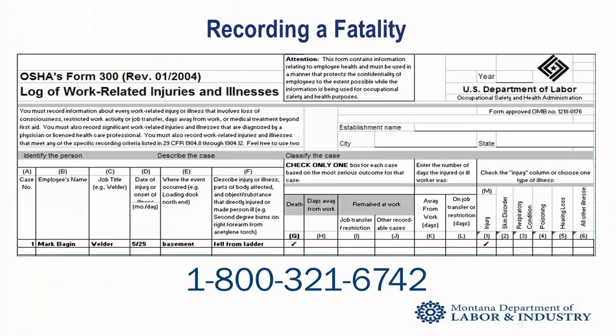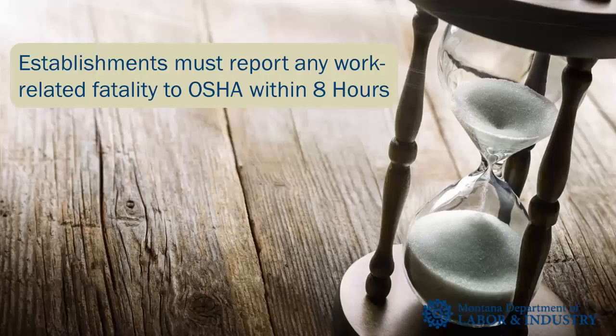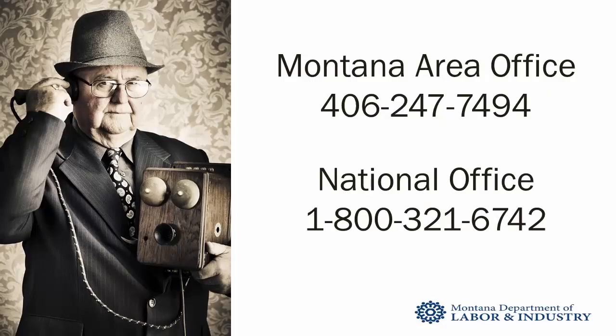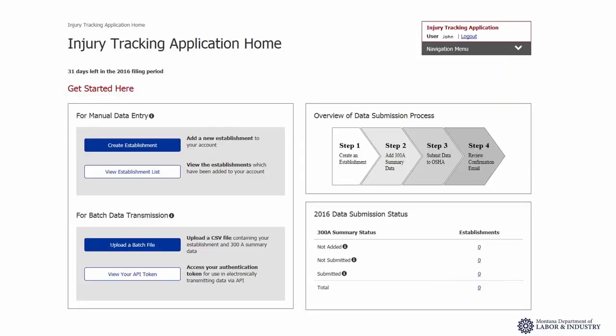For cases involving a fatality, enter a checkmark in column G on the OSHA Form 300. Note in column M whether the case involved an injury or an illness. Fatalities must be reported to OSHA within 8 hours of the occurrence. The event can be reported by phone to the local OSHA area office or by using OSHA's toll-free number 1-800-321-6742 or by using the reporting application on OSHA's website.